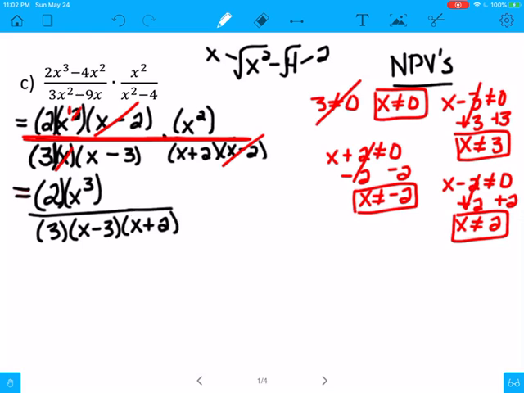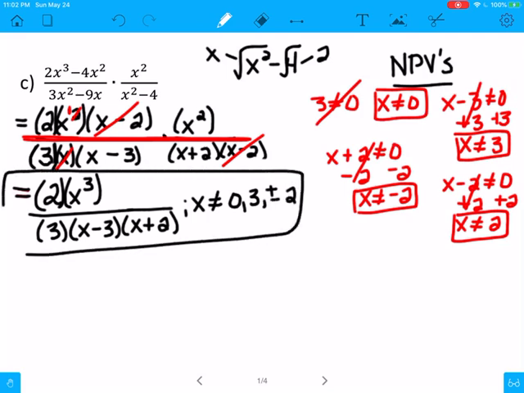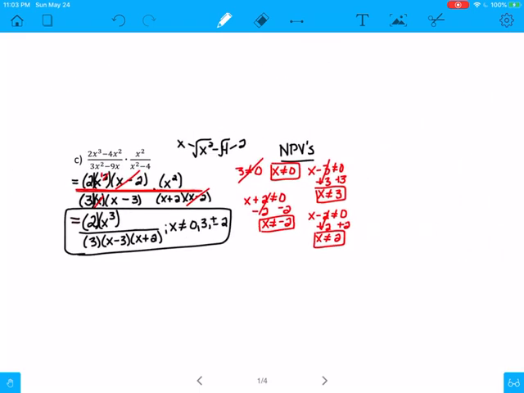And that's all I can do because I have an x minus 3 in the denominator, but I do not have an x minus 3 in the numerator, so it's staying. I have an x plus 2 in the denominator, but I do not have an x plus 2 in the numerator, so it's staying. I have an x cubed, but no single x's in the bottom. And a 2 and a 3, there's nothing I can take out of those numbers, so it's as low as it can go. I just have to state my NPVs behind. So x cannot equal 0, 3, or positive, negative 2. And we're done that one.